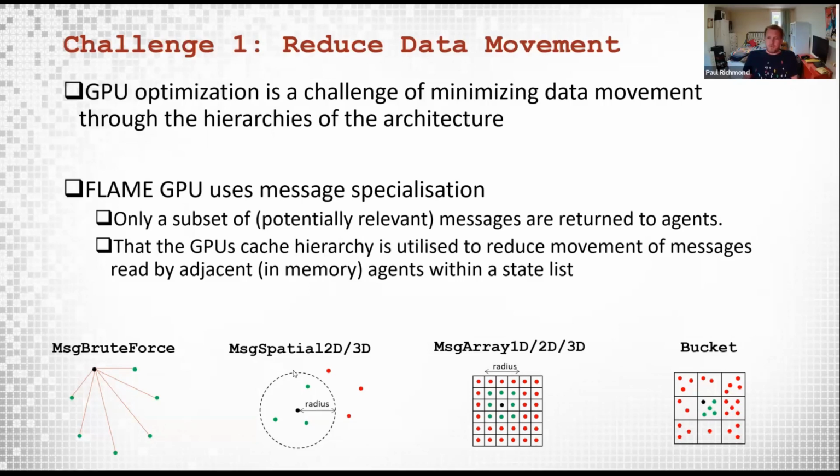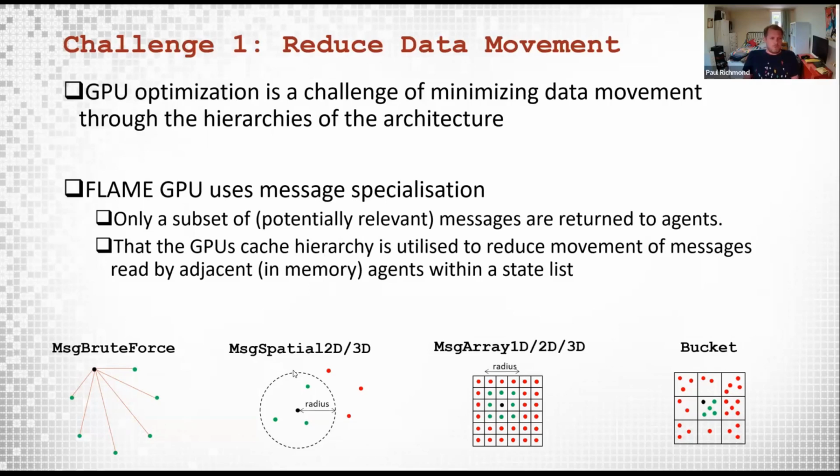For most models, the most significant factor is the message iteration, because you're considering so much more information than you would with functions that output messages. So it makes sense that that's the place that you optimize and improve. The specialization means that you can consider only a subset of messages, and that means that you're minimizing the amount of data that's moved.